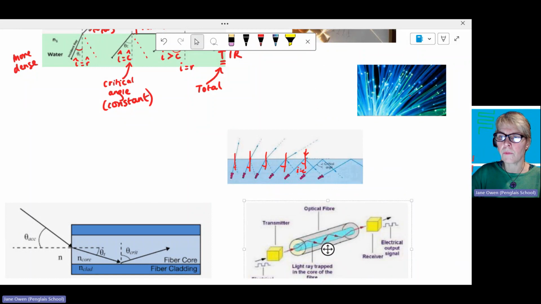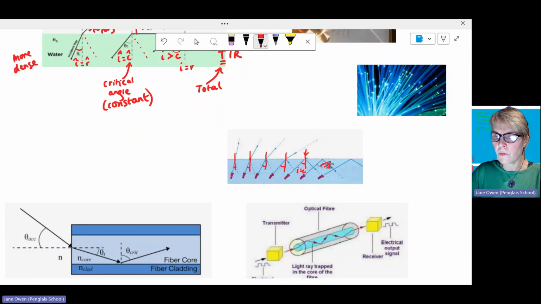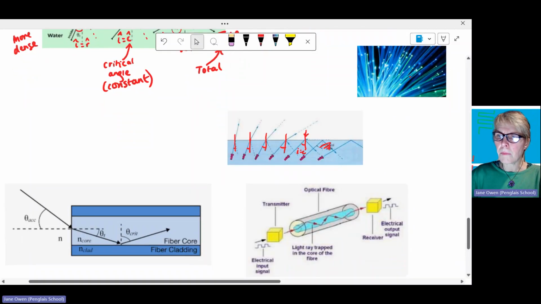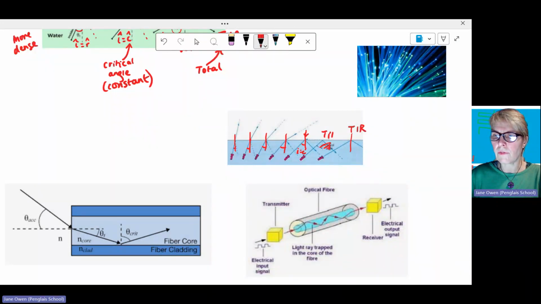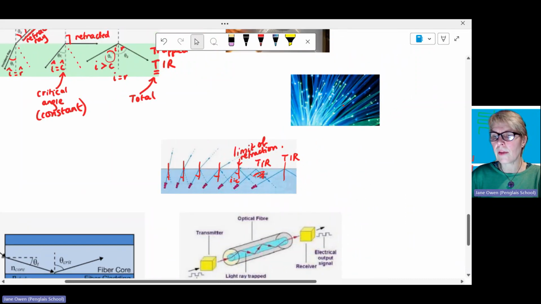Where you've got some refraction at the edge. Okay, I'm just going to cross that out because that's not quite right. But here what we've got is total internal reflection, and this is total internal reflection, and this one is the limit of refraction. And this explains how light can pass down through fiber optics.